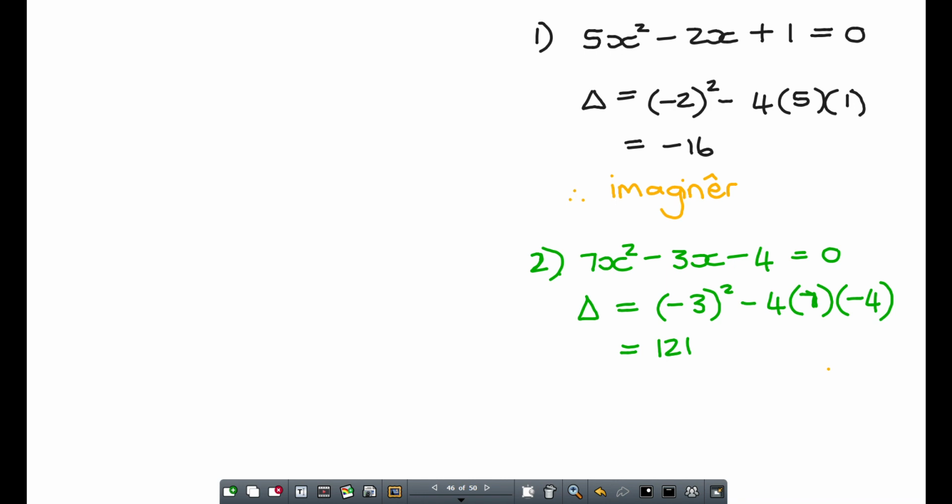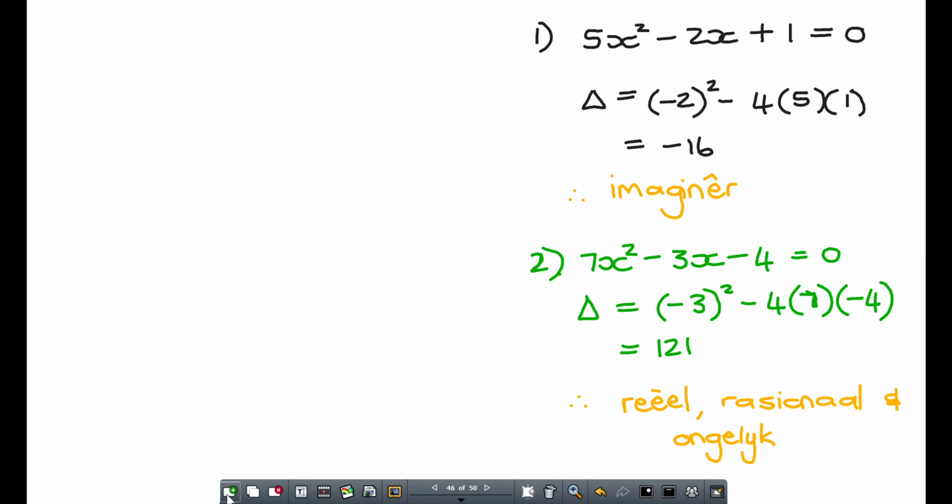Nee. So binne in my vierkantswortel het ek 121. En is dit nie 'n vierkant of 'n volkomme vierkant nie? Ja, met ander woorde, wat is my wortels? Okay, so therefore my roots are real. Hulle is reëel. Hulle is ook rasionaal. En ongelyk. So English, they are real, rational and unequal. Okay. Maak dit sin vir almal? Is dit okay?